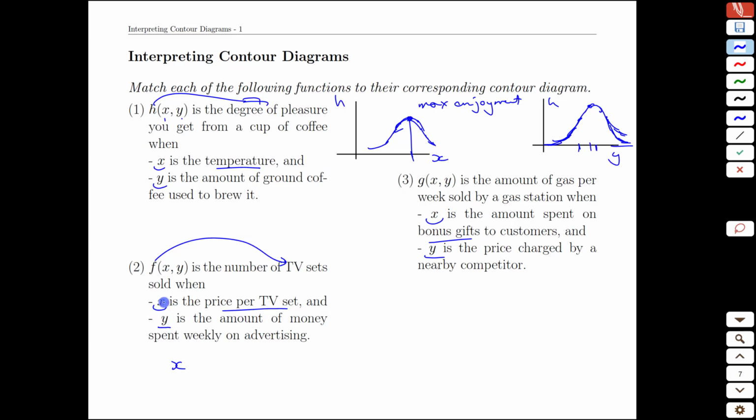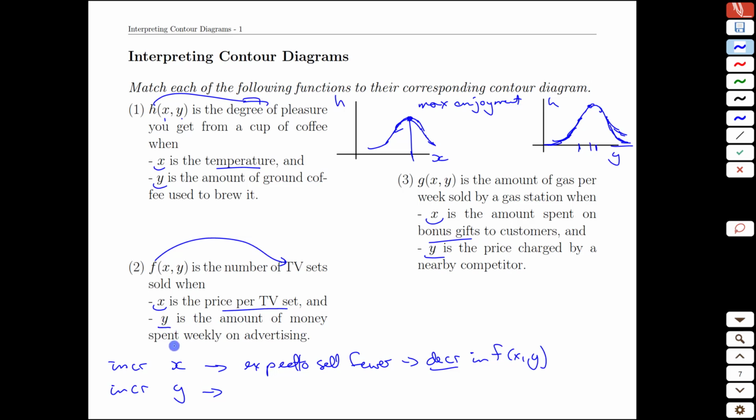What we know about finance and economics is that if x is the price per TV set, if we increase x, we're charging more per TV set, then we expect to sell fewer. And that would translate to a decrease in f of xy. So as we move towards larger x values on a graph, we would expect to see lower TV sales.